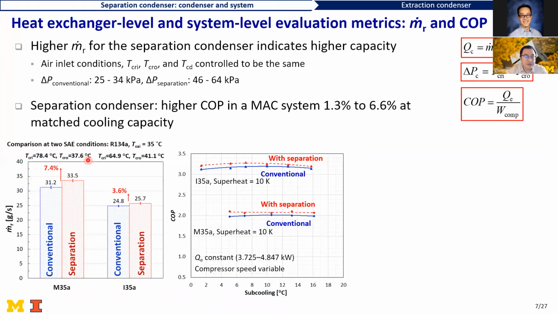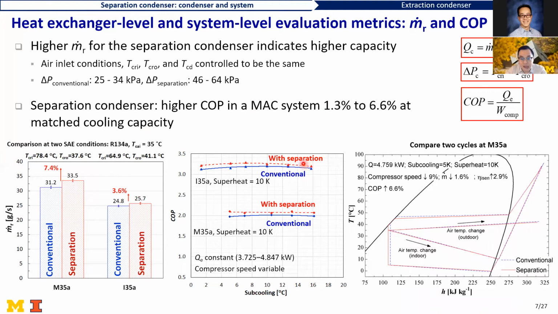And after that, we also conducted a system level comparison, which used the COP as the comparison criterion. And we have seen for different testing conditions from 1.3 to 6.6% improvement at the matched cooling capacity.